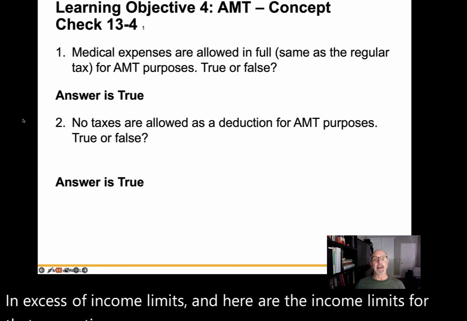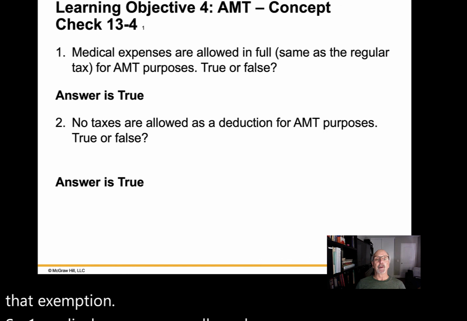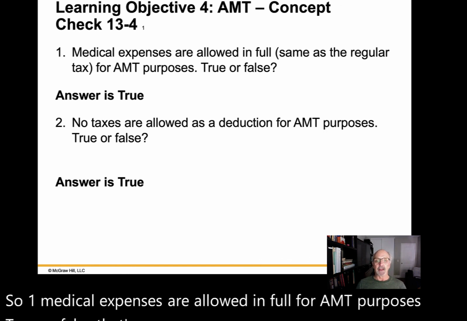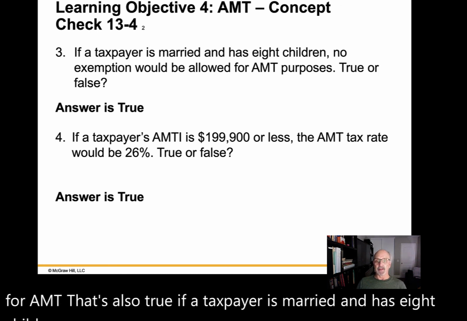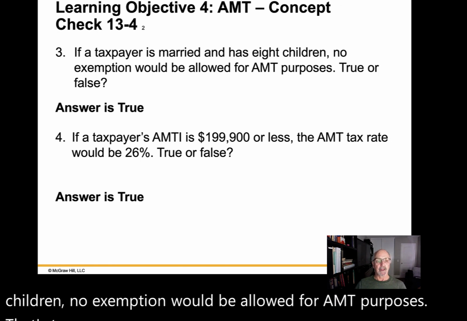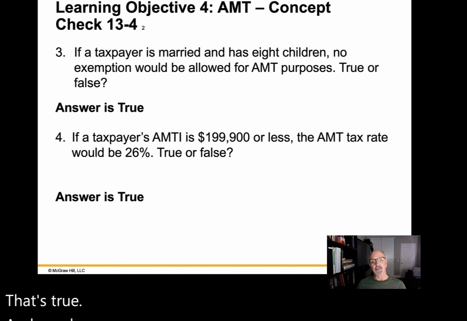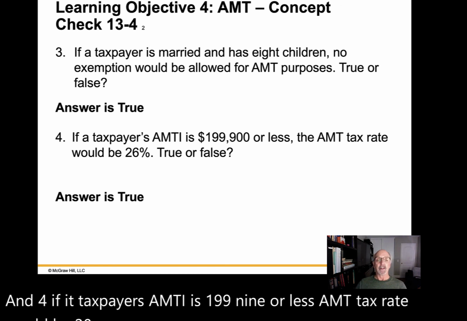So number one, medical expenses are allowed in full for AMT purposes. True or false? That's true. No taxes are allowed as a deduction for AMT. That's also true. If a taxpayer is married and has 8 children, no exemption would be allowed for AMT purposes. That's true. And number 4, if a taxpayer's AMTI is $199,900 or less, the AMT tax rate would be 26%. That's also true.